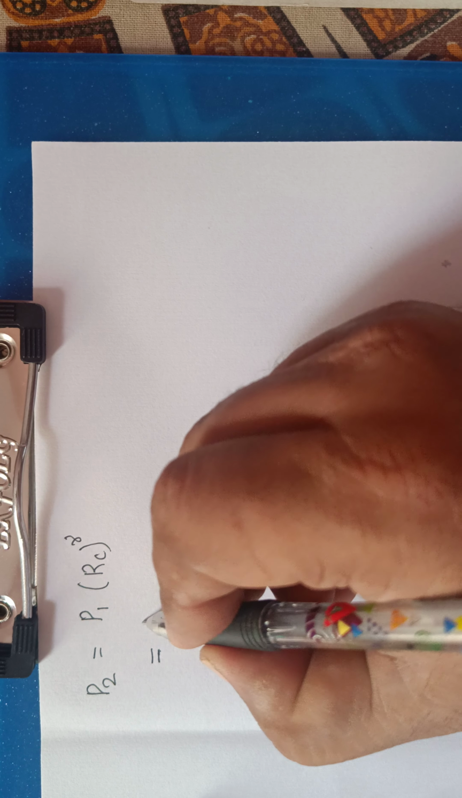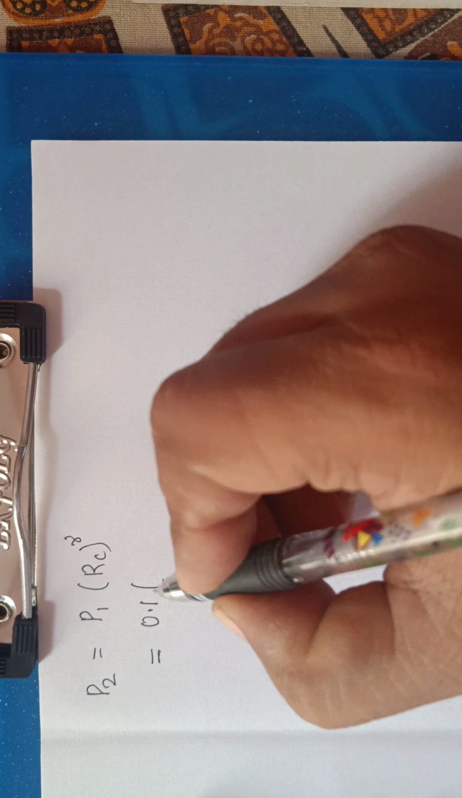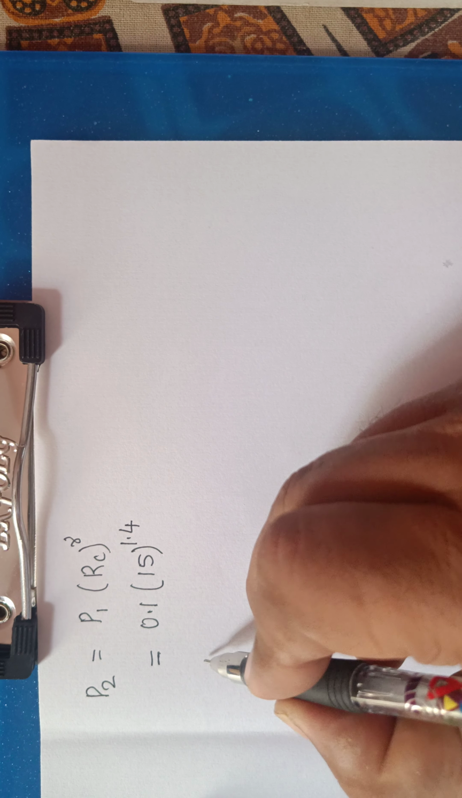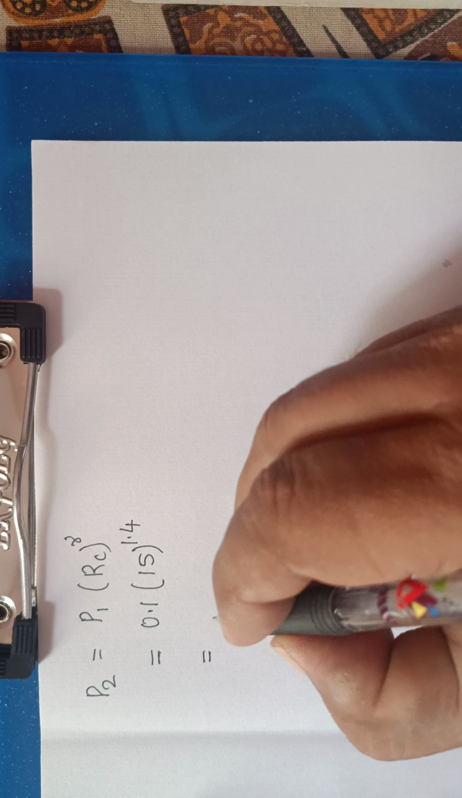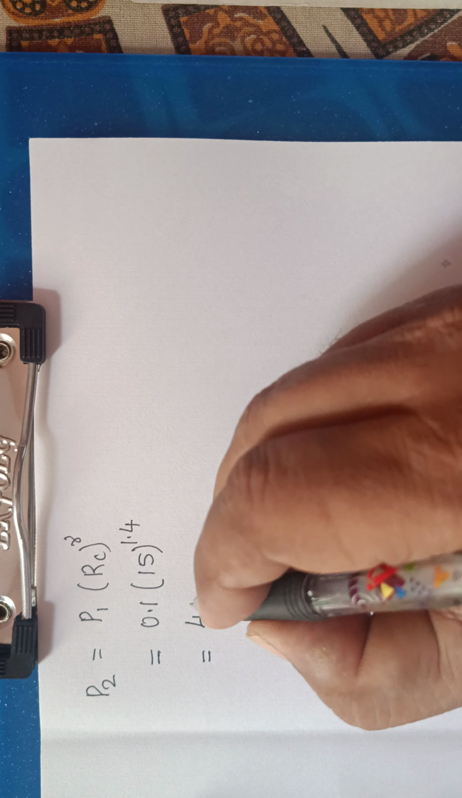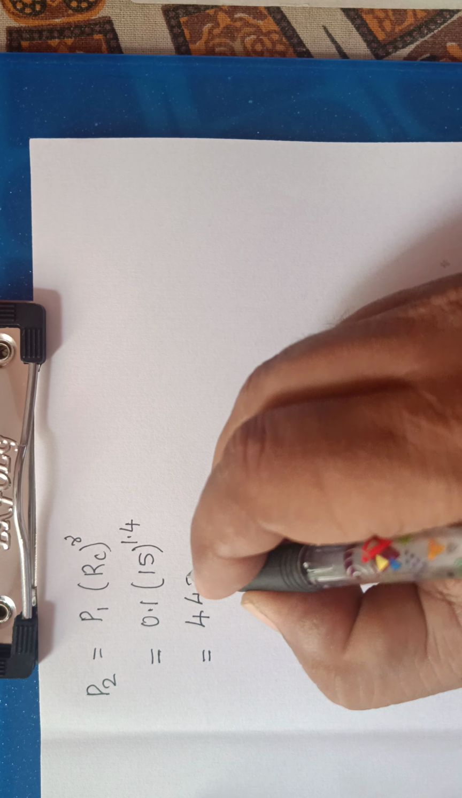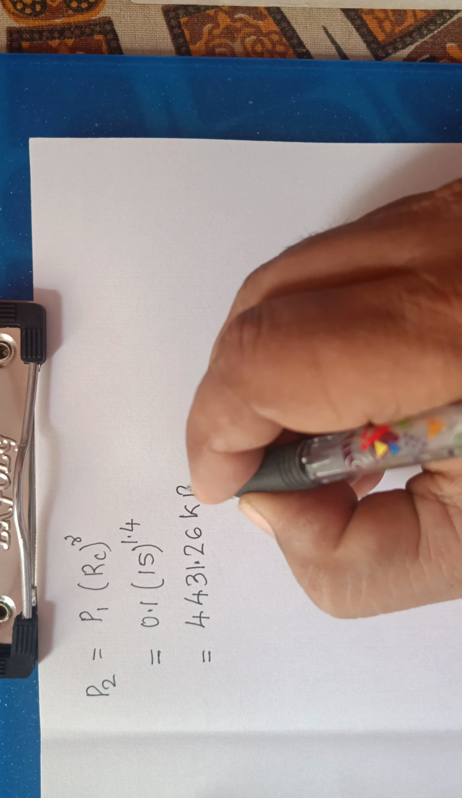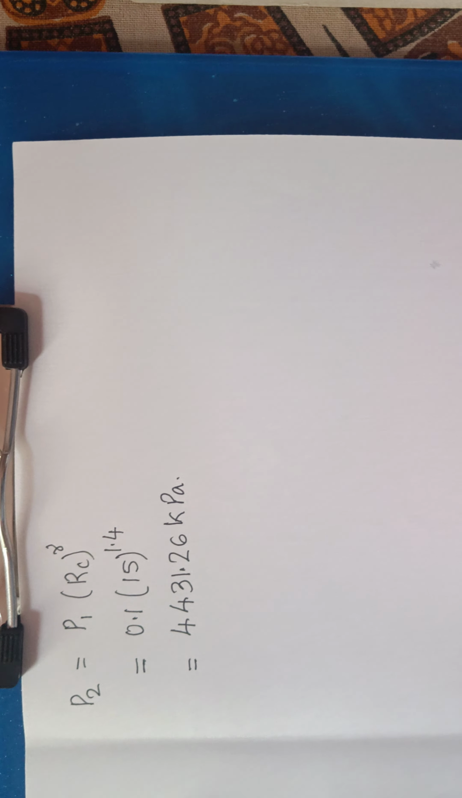So the pressure P1 is given as 0.1 megapascal, RC is 15 and gamma is 1.4. So calculate the value of P2. You will get it as 4431.26 kilopascal. This is the value of P2.